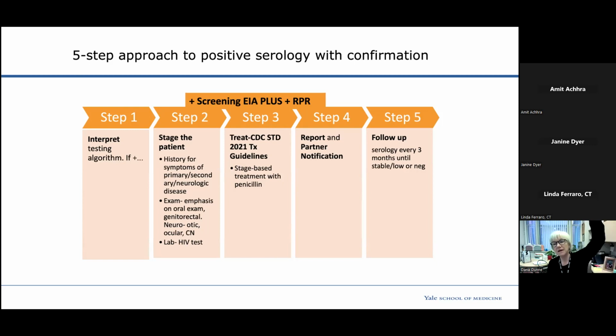The automated test is not as perfect as the TPPA. And that's why we keep the TPPA as the gold standard. So you don't need another test. And you wouldn't have done the TPPA to start with if the RPR had been negative.